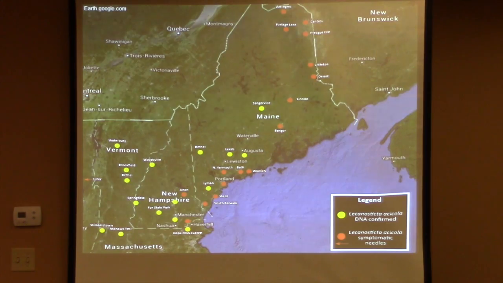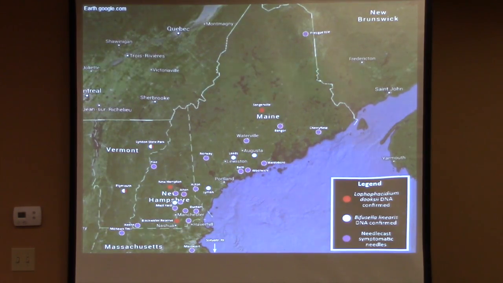These are examples from the survey needles that we got in, and this is showing the spread of Lecanosticta acicola. The yellow circles represent DNA confirmed sightings of Lecanosticta acicola, while the orange are locations where we are seeing symptomatic needles that have yet to be processed. But we're fairly certain that they are in these locations.